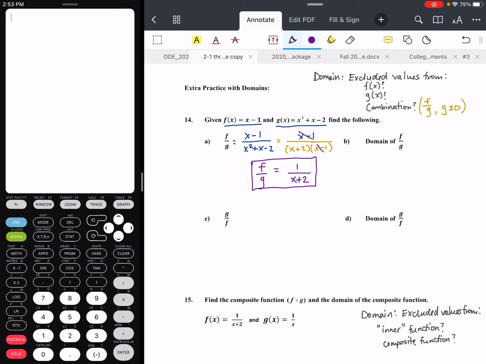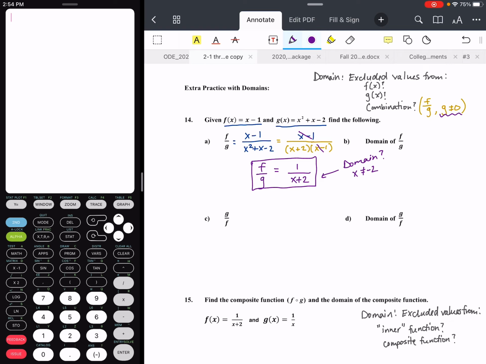However, when it comes to the domain, anything that's excluded from either of the original functions or from that combination function also has to be excluded from the domain of the quotient function. And remember, if we have a quotient function, there's that extra exclusion that the function in the denominator can't equal 0. So if we're trying to find the domain, just looking at that f over g function, I know that the denominator can't equal 0. So that would mean that x can't equal negative 2, right?